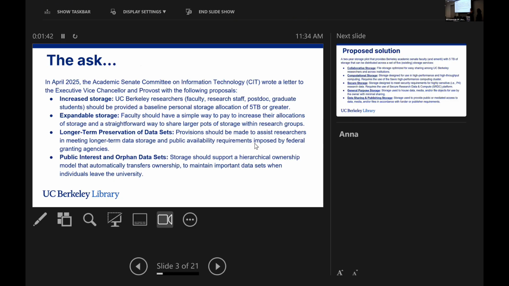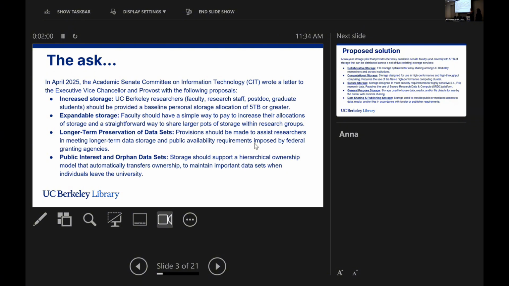They wanted overall increased storage. They wanted at least 5 terabytes to put us more in line with where our peers are. They wanted expandable storage, meaning that they could start with a chunk of storage and then if needed, they could get a greater allocation.